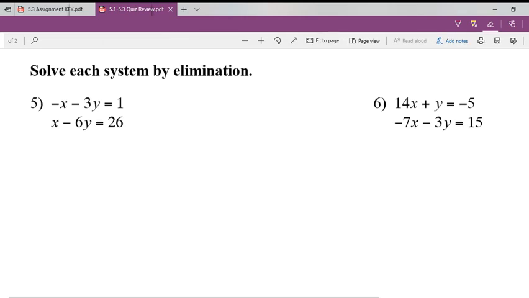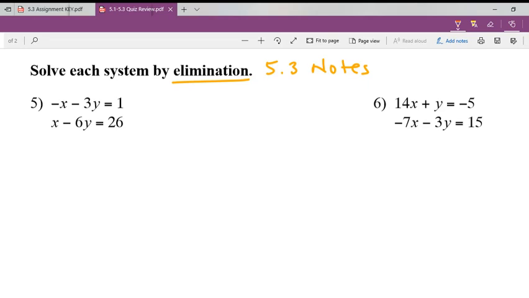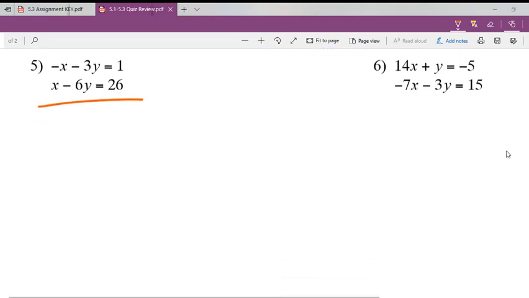So now this one says to do elimination. So this time we want to look for things that cancel out. This is your 5.3 notes. So if you take a look at number 5, do we have anybody that's going to cancel out? Yeah, very good. The x's. Negative x and a positive x are definitely going to cancel. So those are gone. And then just combine your like terms vertically.